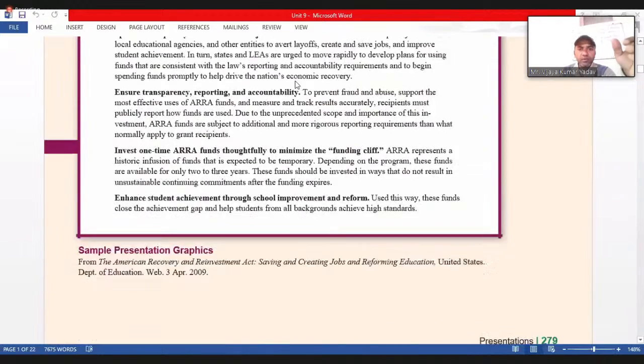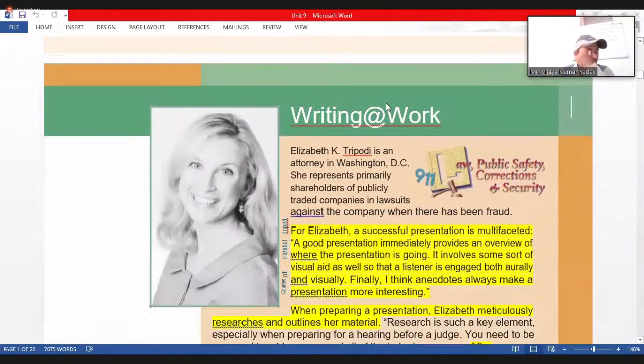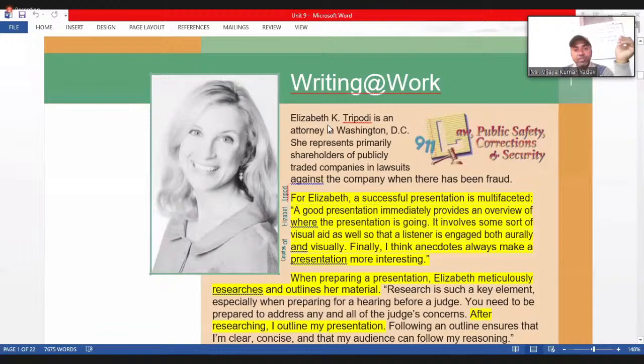Okay. See, writing at work. Now, Elizabeth K. Tripodi. She is sharing her experience of presentation. Okay, so let's try to know about her experience.